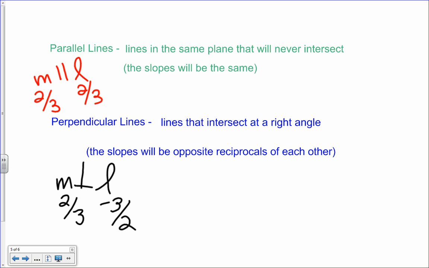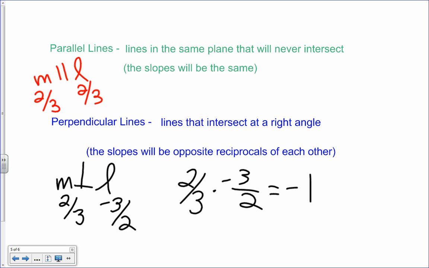Now something you may never have heard before, one way you can check that is if you multiply the two together. If you multiply the two fractions together and they are actually perpendicular, you will get -1 every time. If they are actually perpendicular.